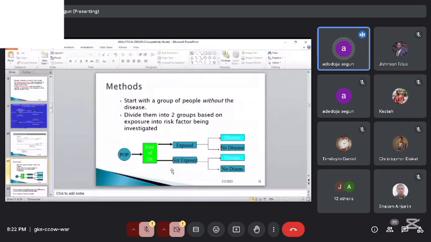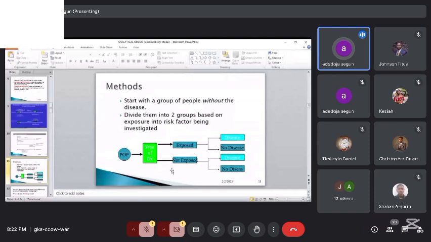But there are some, that's group 2. They are not exposed. They are not having unprotected sex. But still yet, some of them will still develop disease. Some of them will still come down with HIV, while some will not even have the disease. So these two groups, the first one, they are exposed. The second one, they are not exposed.